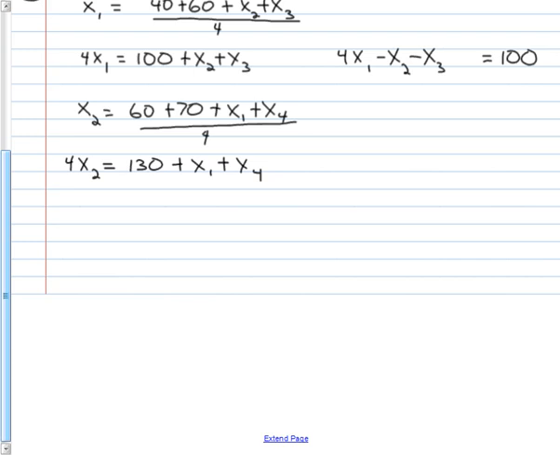So I'd have minus x sub 1. I don't have an x sub 2. Oh, there I do. Plus 4x sub 2. I don't have an x sub 3. Minus x sub 4. And it equals 130. Now we would continue until we had all 4 equations. And then what would we do?